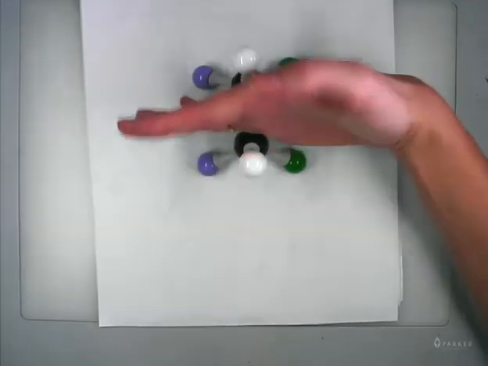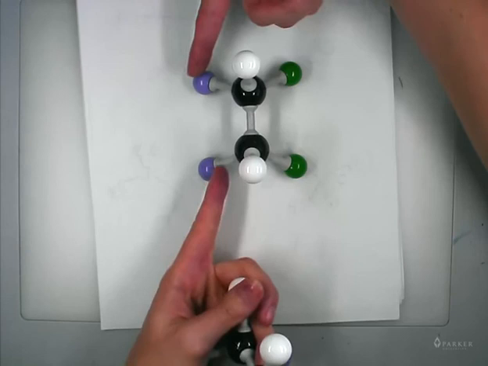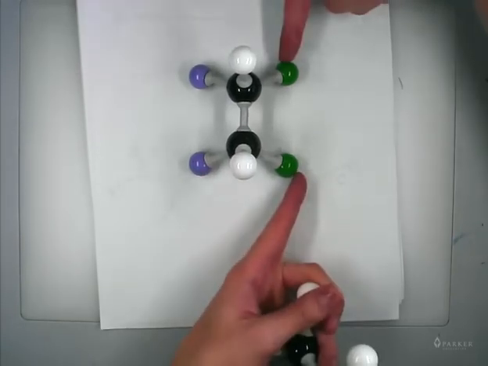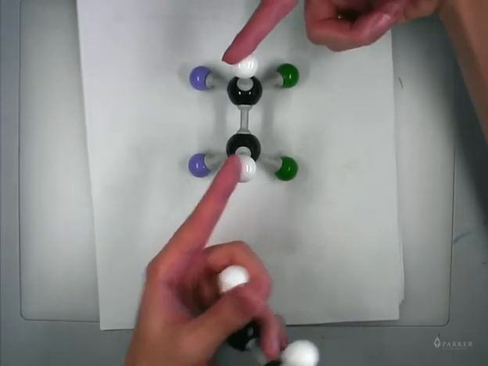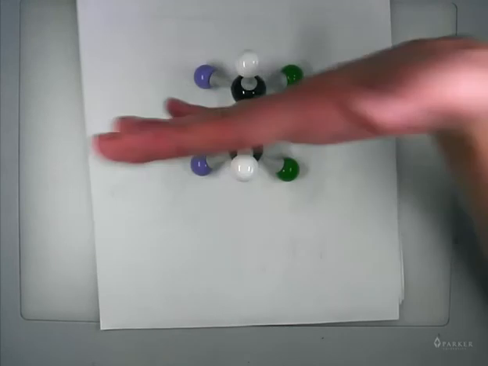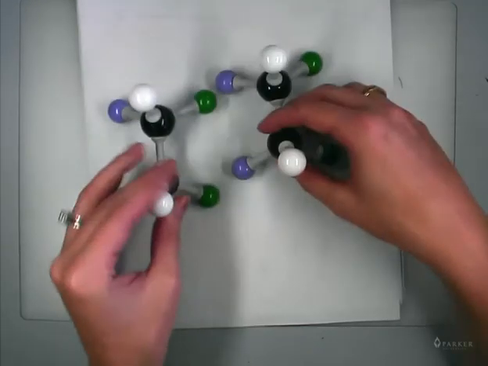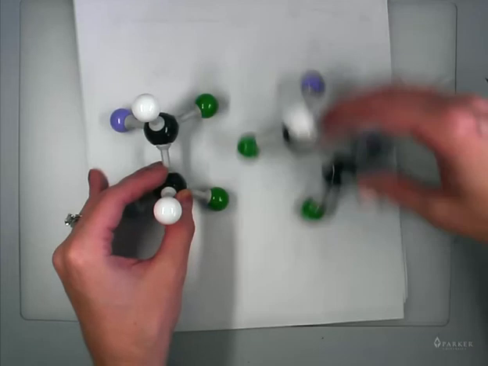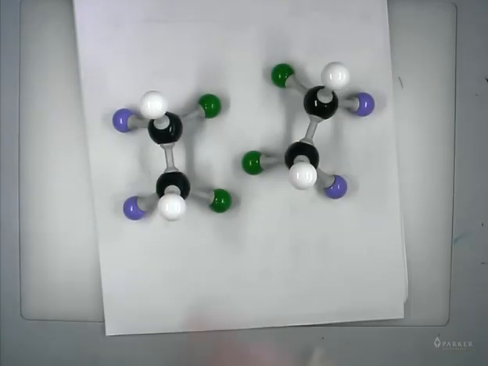And do you see that it's meso? Do you see the reflection right here? Purple reflects purple. Green reflects green. White reflects white. So this has a plane of symmetry right here. But its reflection, its mirror image, is actually the same compound. And that will always happen.